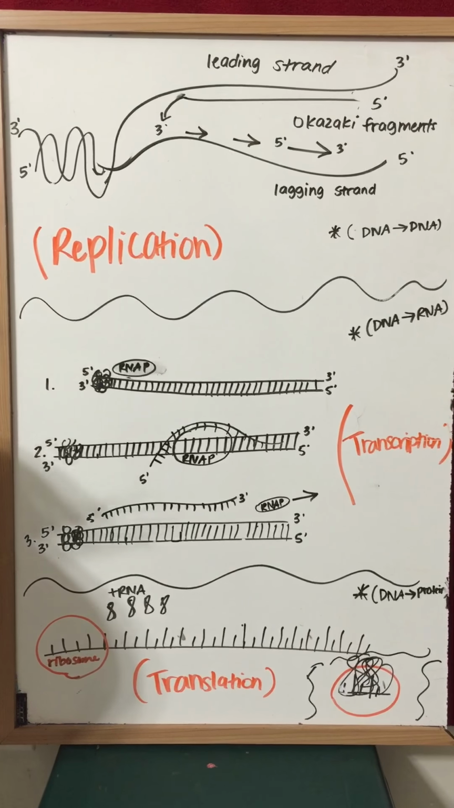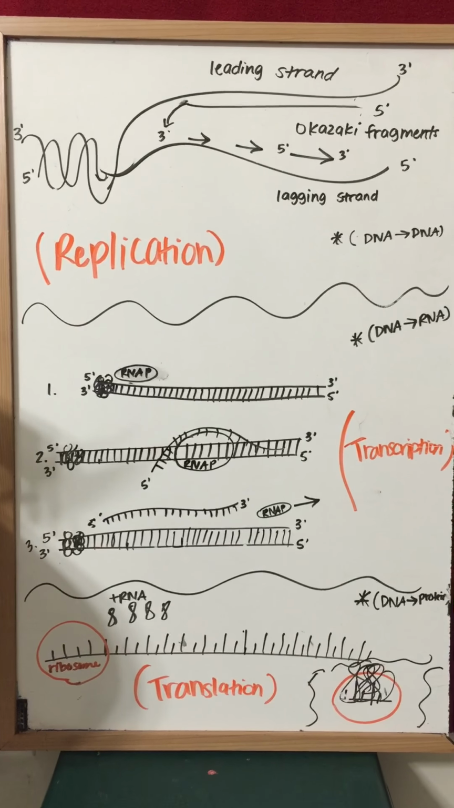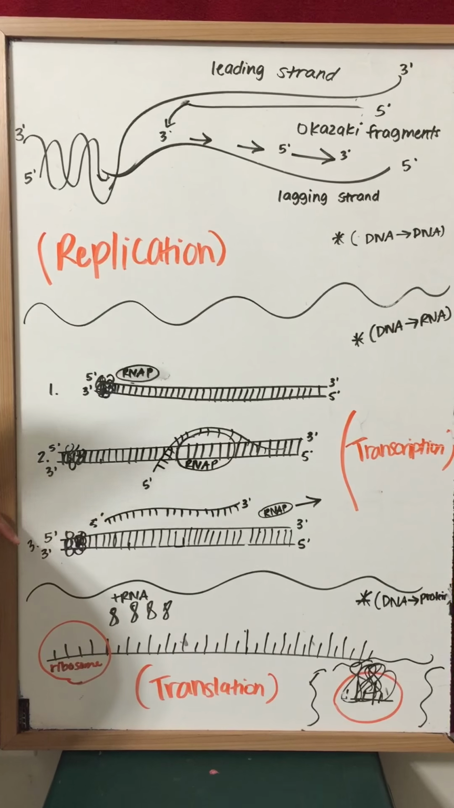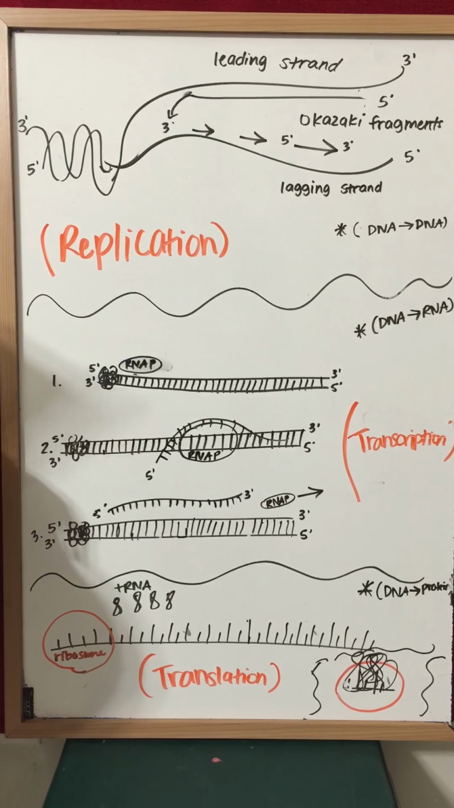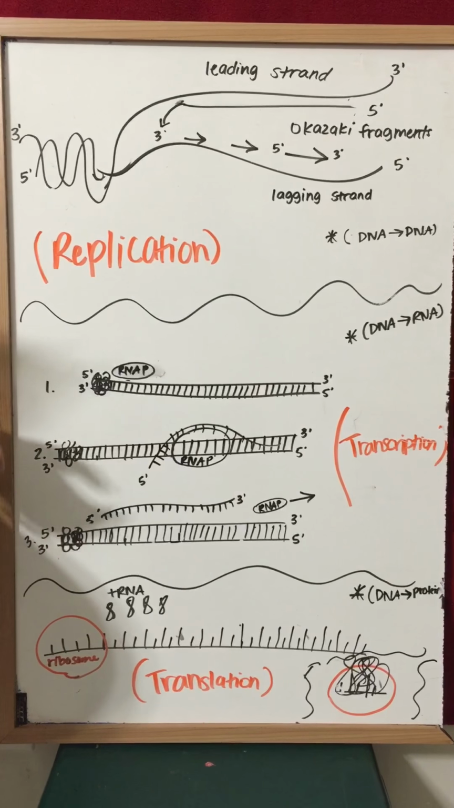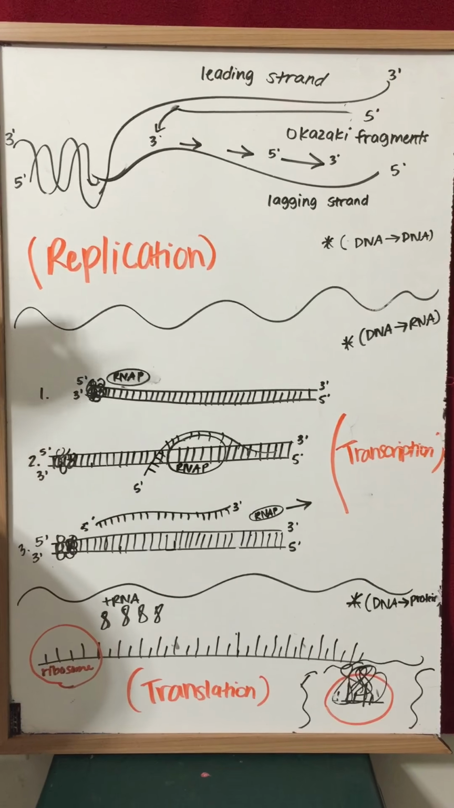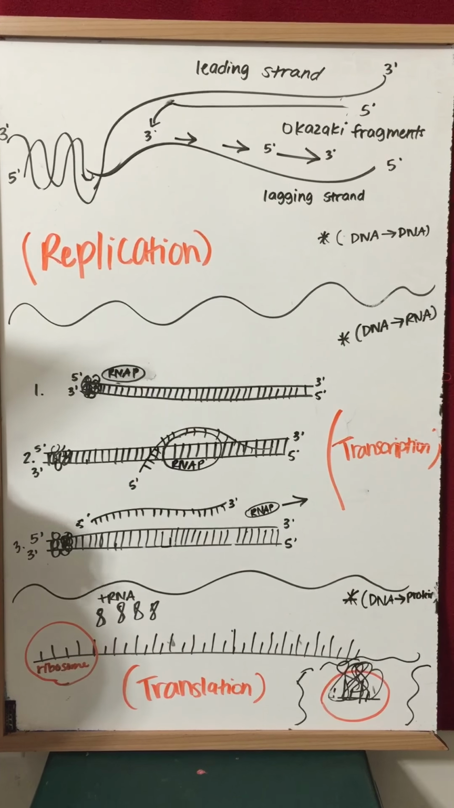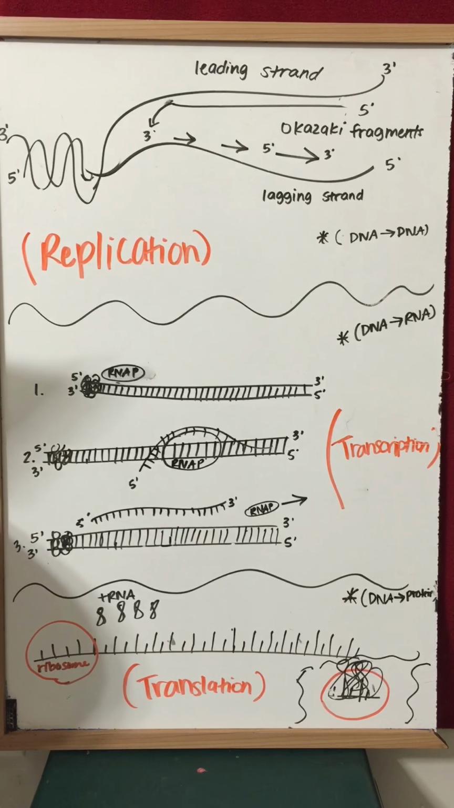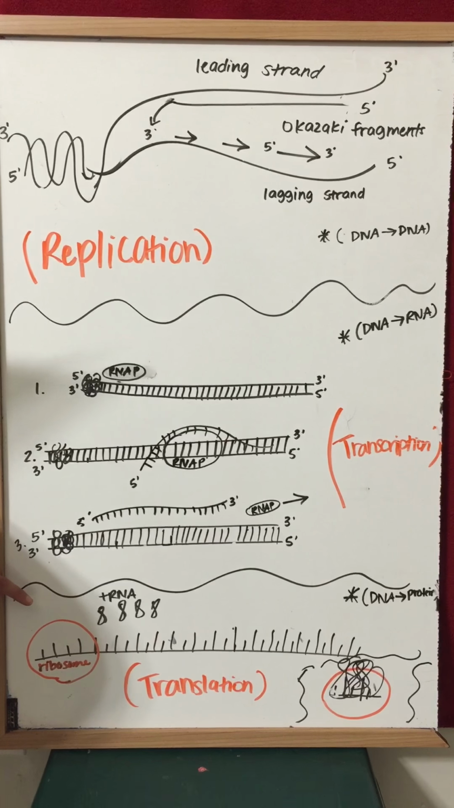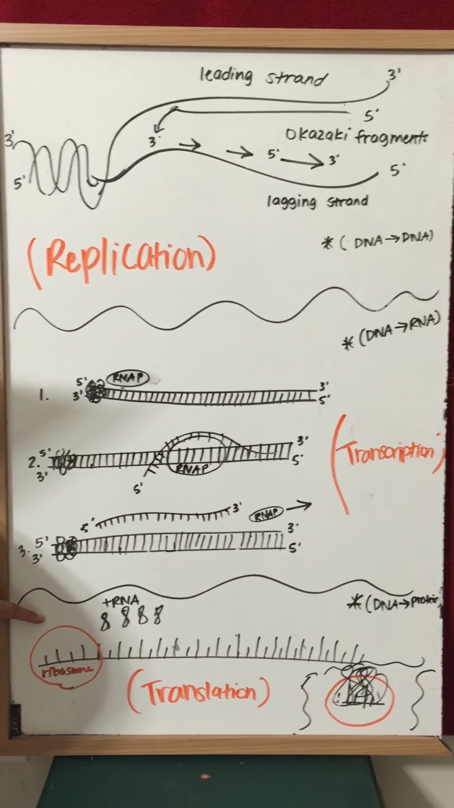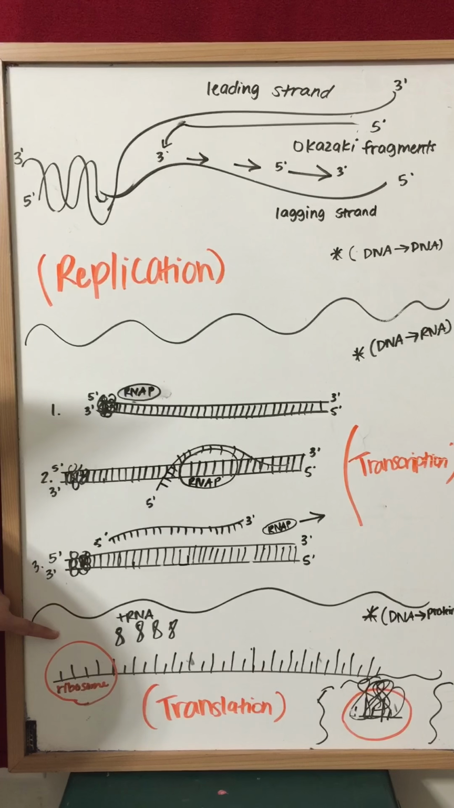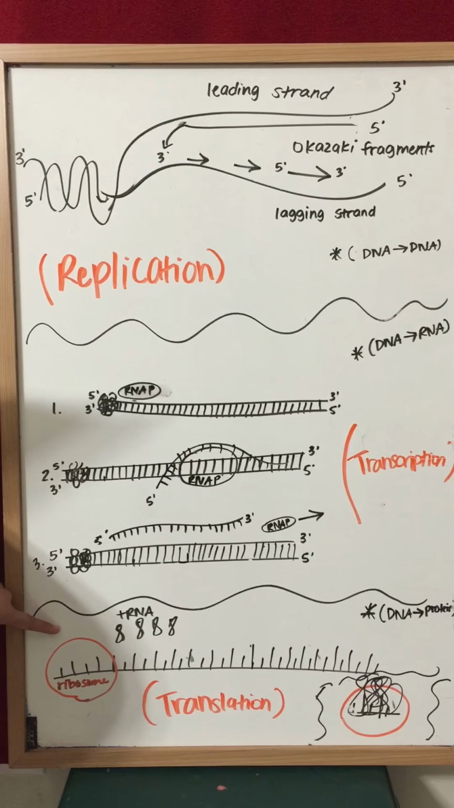The very last thing is translation. So translation occurs in the cytoplasm. The biggest role player in translation is transfer RNA. So your mRNA binds to a specific site on the ribosome, and the ribosome starts matching tRNA codes on sequences to the mRNA code sequences.